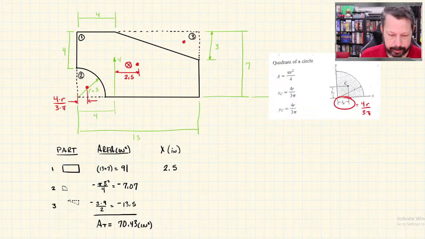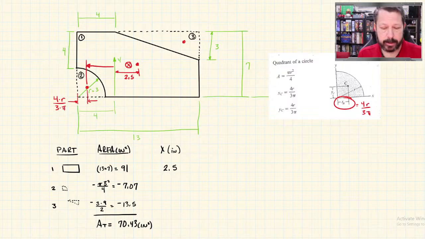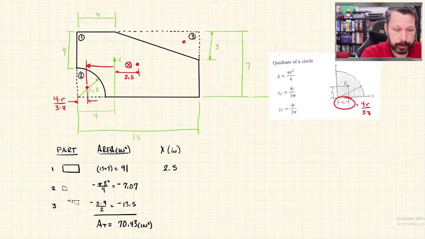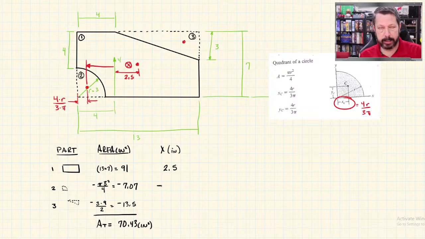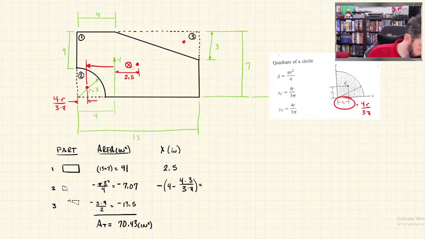I need the distance from the centroid to the y-axis, which is that distance. And I drew that arrow with only one arrowhead because I'm measuring in the negative x direction. So when I go to put this value in my chart down here, it's a negative distance, because I had to go to the left of the y-axis. So I want 4 minus 4 times the radius over 3 pi. I want that. Now I've lost my phone. Oh, here it is.